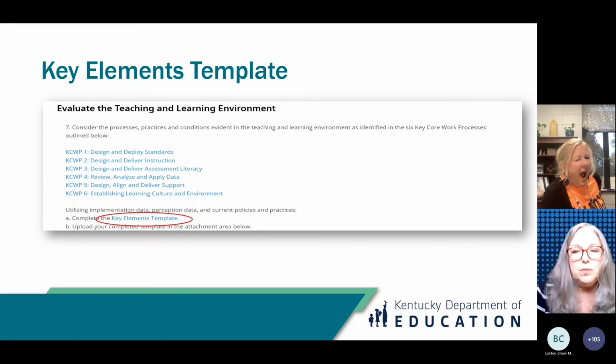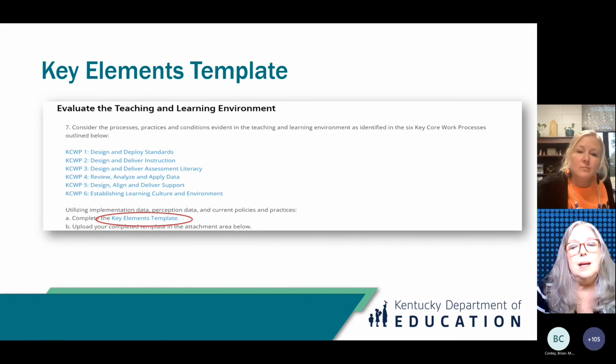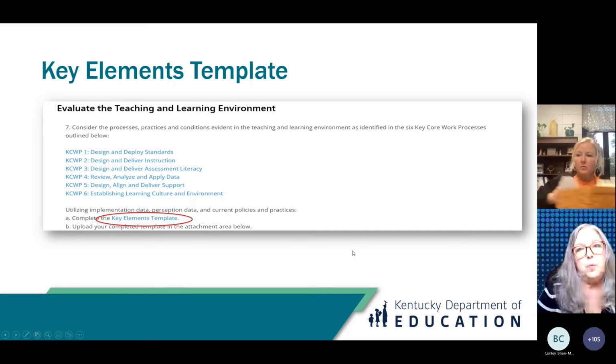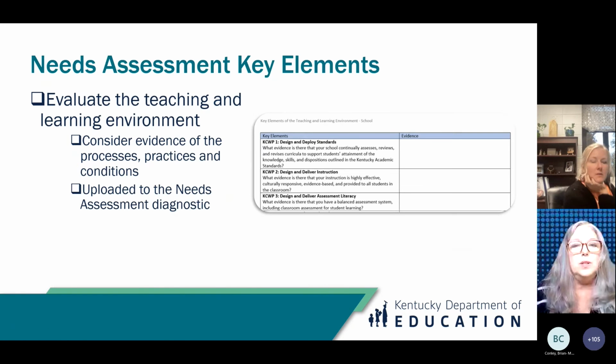Jackie did a beautiful job of walking us through exactly how to dig deep and start to determine what it is that we need to work on. What is it that we need to do? You will see highlighted in red here is where you actually reach the key elements template. Jackie walked you through the pre-work, and on the next slide, we'll see exactly what that looks like.